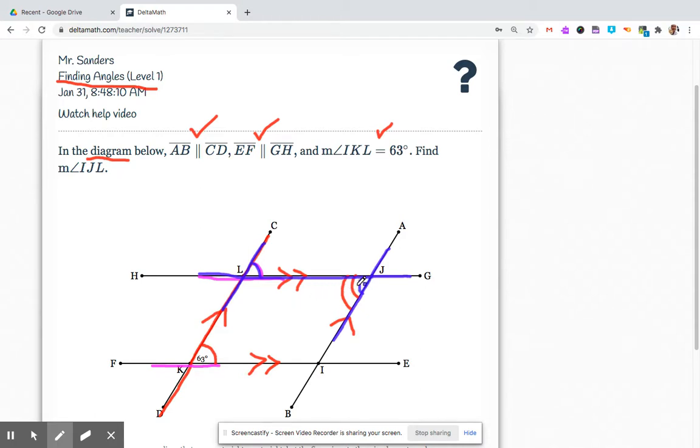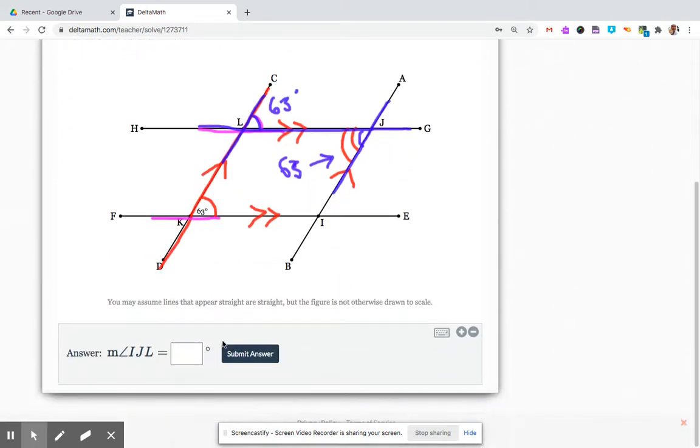All right, so then that means that this IJL is going to be 63. So this one and this one match. They're 63. Okay, that's corresponding. It's matching in the same place, corresponding angles. And then by alternate interior angles, this one is also 63. So we got corresponding angles and then alternate interior. Okay, that's how we got there. Answer, 63.